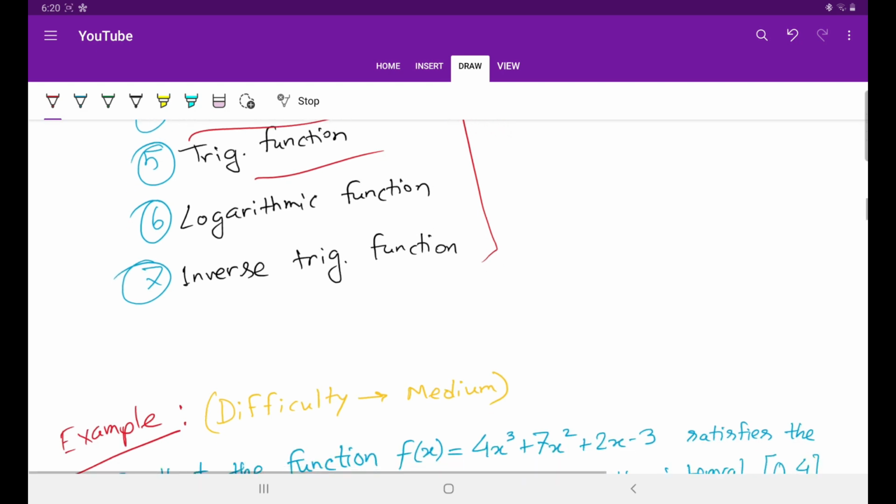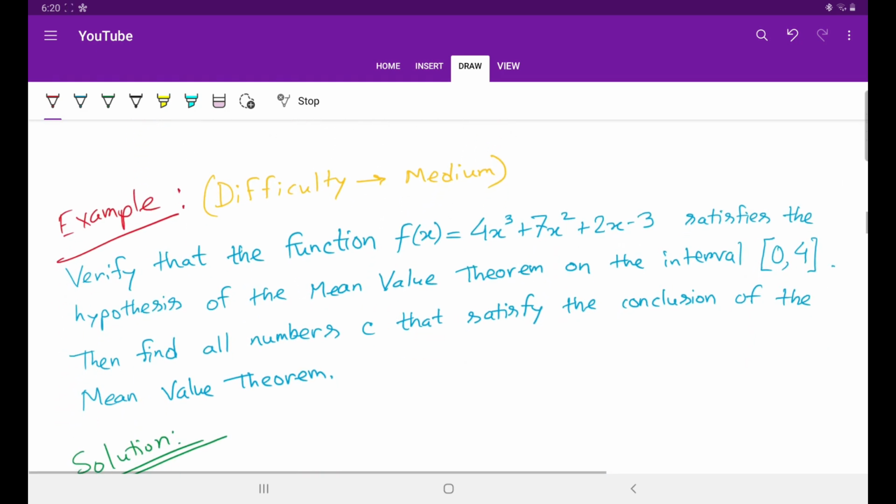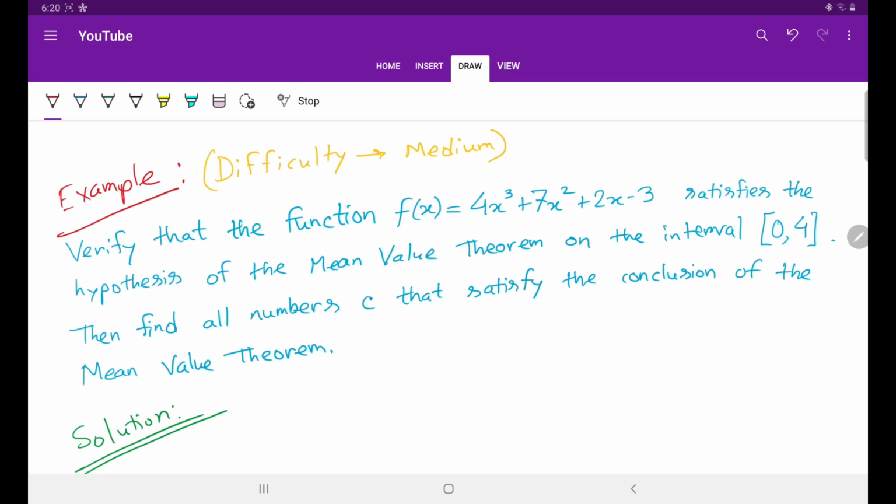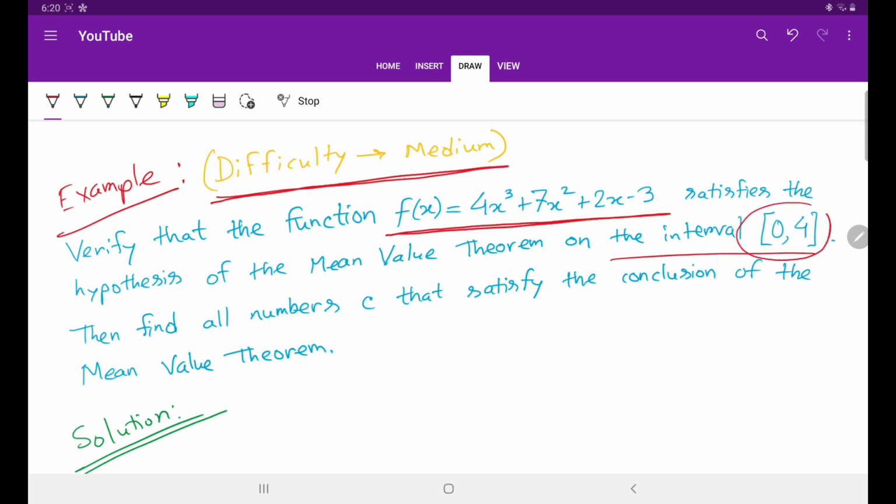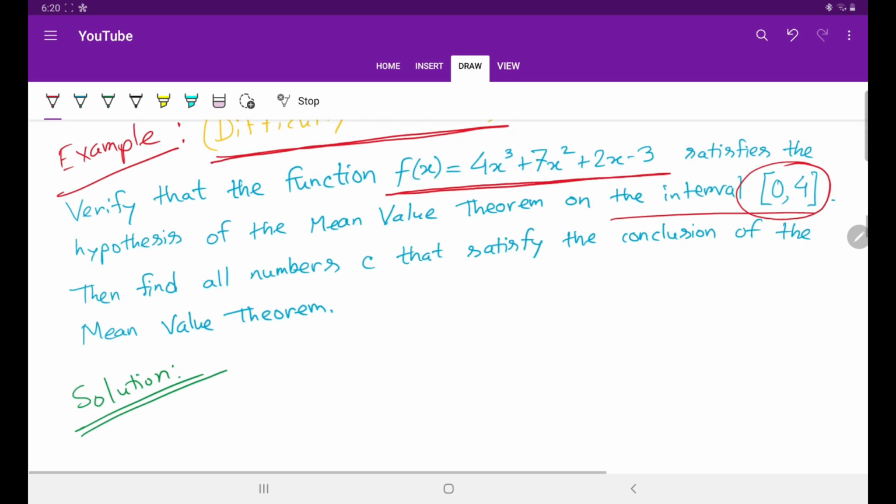Let's do an example. Okay, so let's see what we have. Before starting, I should say that the difficulty level here is medium. What does it say? It says verify the function f(x), which is this one, 4x cubed plus 7x squared plus 2x minus 3, satisfies the hypothesis of the mean value theorem on the interval. What is the interval? 0 to 4. This is a closed interval. Then find all numbers c that satisfy the conclusion of the mean value theorem. Okay, let's do it together.